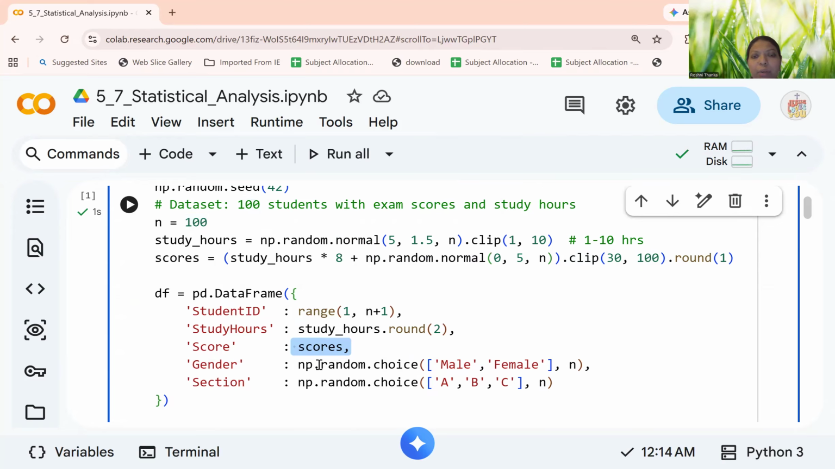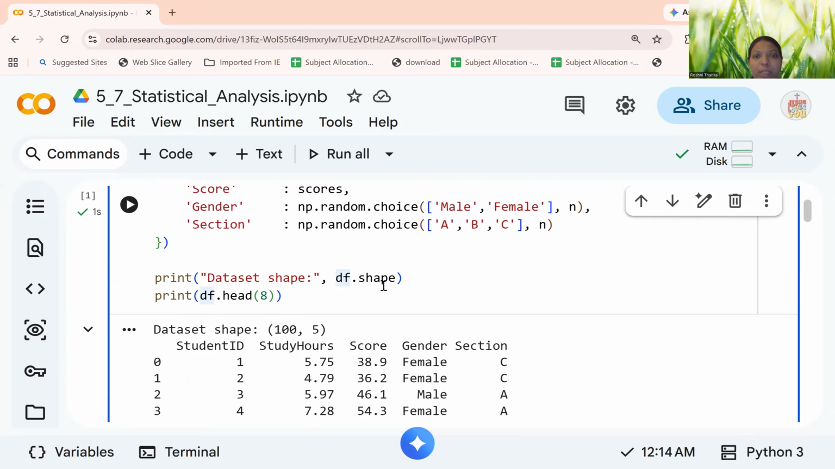And for gender, we are going to take a random choice between male and female, generated randomly for 100 values. And the section also will randomly make a choice from A, B, C for all the 100 values. So this is how we are realistically making a data frame. We made structured data in the form of rows and columns, and we are assigning it to a variable called df. Now the dataset is ready.